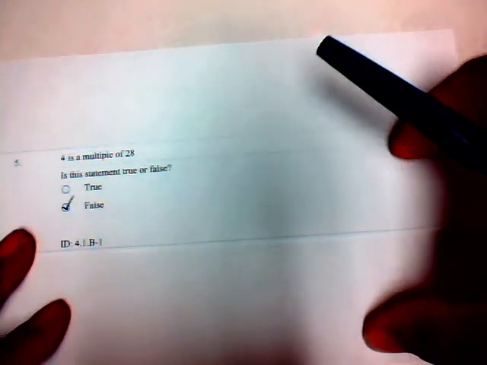Okay, the next problem. 4 is a multiple of 28. That means 4 divided by 28 would give me a whole number. Unfortunately, it does not. So that answer there would be false. 4 is not a multiple of 28. However, 28 is a multiple of 4 because I can divide 28 by 4 and get a whole number. But 4 is not a multiple of 28 in this case.